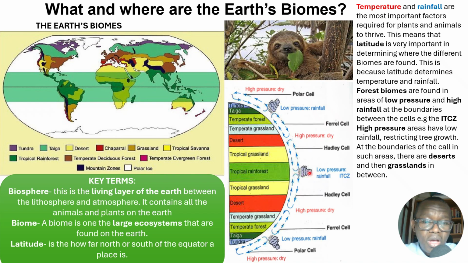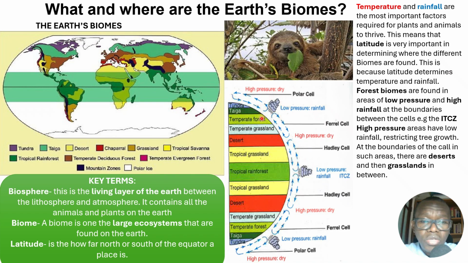Low pressure means that the air is going to be rising here, and at the equator the air is rising because of the insolation from the sun. So that insolation causes the air to warm up, and as it warms up it becomes less dense and therefore rises. And when it rises it will cool down and condense to form clouds, and that will give you rainfall. And that's why tropical rainforest biomes are found around the ITCZ due to that low pressure and obviously high rainfall and high temperatures.